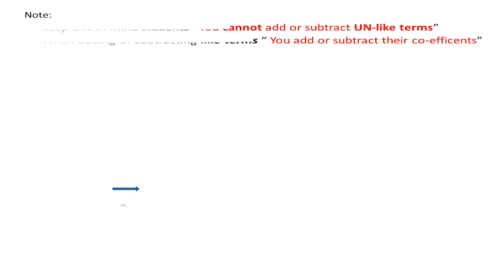Very important note. Keep this in mind, students. You cannot add or subtract unlike terms. When adding or subtracting like terms, you add or subtract their coefficients. In other words, numbers in front of the variables or numbers in front of the letters.